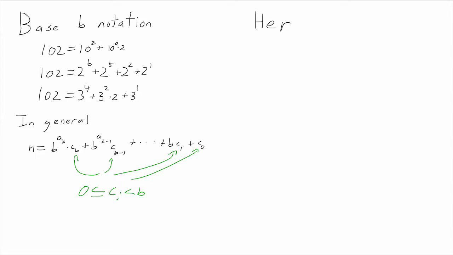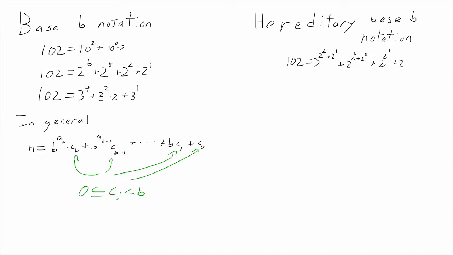In hereditary base b notation, the only new thing is that we also write the exponents in base b notation. So to write 102 in hereditary base 2 notation, we rewrite all the exponents. So the 6 becomes 2 squared plus 2 to the 1. The 5 becomes 2 to the 2 squared plus 2 to the 0, and so on.